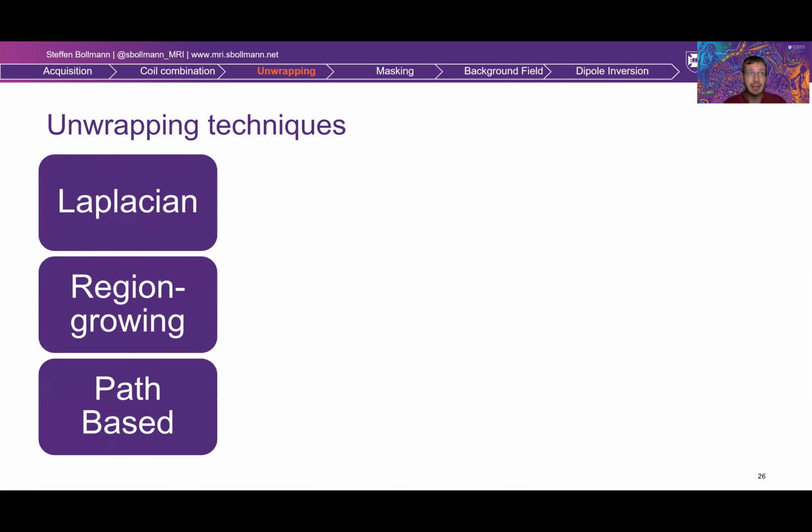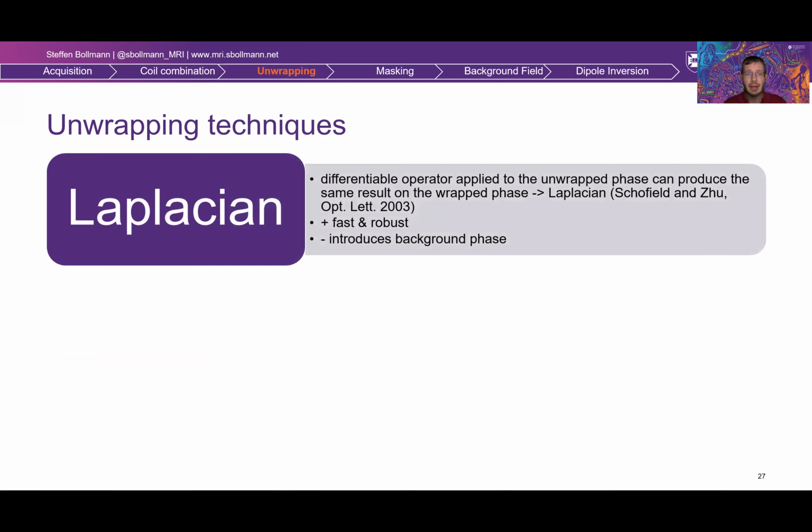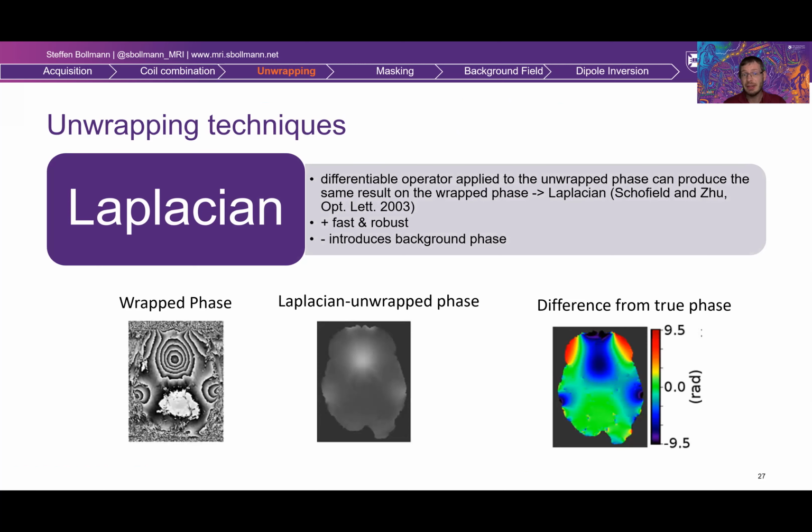There are three dominant categories of unwrapping techniques. The first one, Laplacian unwrapping, works because the complex values of the true and wrapped phase are the same, and we can use this to solve this unwrapping problem. But the Laplacian unwrapping has an arbitrary background phase. So for QSM, this is not a big problem because we have a lot more background phase anyway that we need to get rid of later, and I will show that in the background field correction. But just keep that in mind. Otherwise, the technique is very fast and robust.